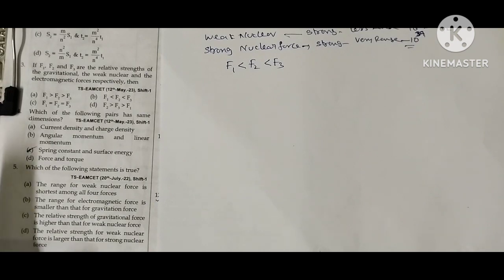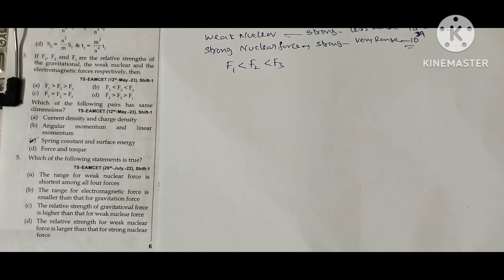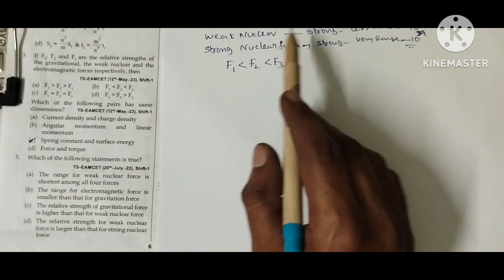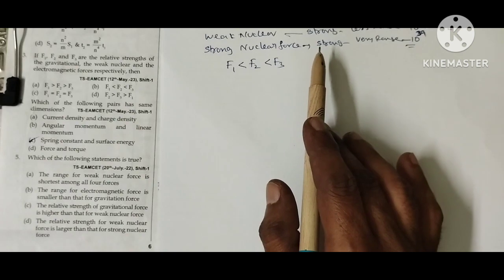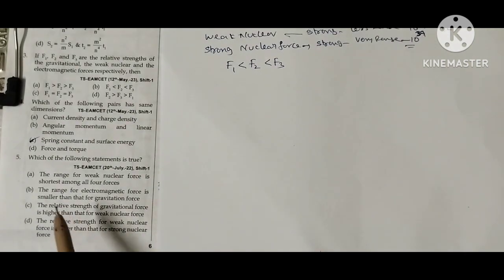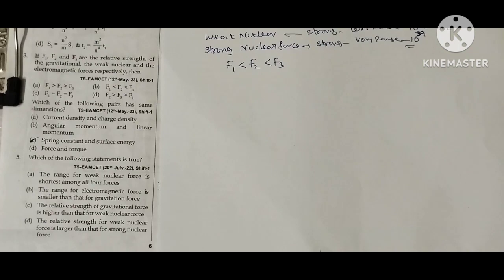The fifth question they gave is: which of the following statements is true? See, the range of the weak nuclear force is shortest among all the four forces, which is what we discussed previously. So option A is the answer. Without reading anything, you can simply say the answer for 5 is A. Among the fundamental forces in nature, the weak nuclear force is the shortest range force, with a range of less than 10 power minus 18 meters.